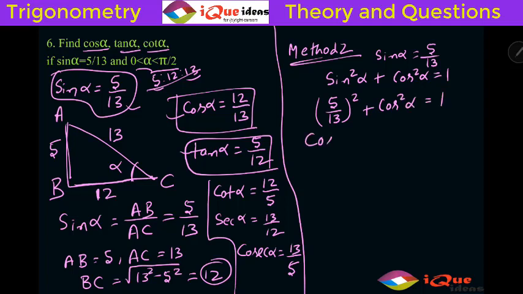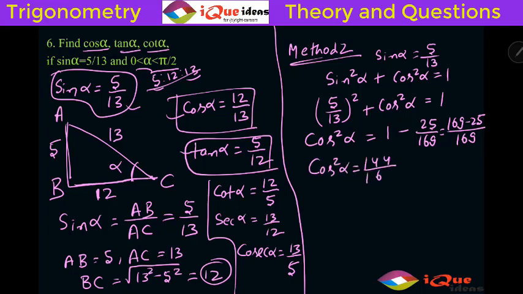So from here we have cos square alpha equal to, 5 by 13 square goes to the other side. So it is 1 minus 25 by 169. If you simplify, in denominator 169, numerator 169 minus 25. So it is 144 by 169. So cos square alpha is equal to 144 by 169. So this gives us cos alpha equal to, take the square root, 144 will give us 12 and 169 will give us 13.